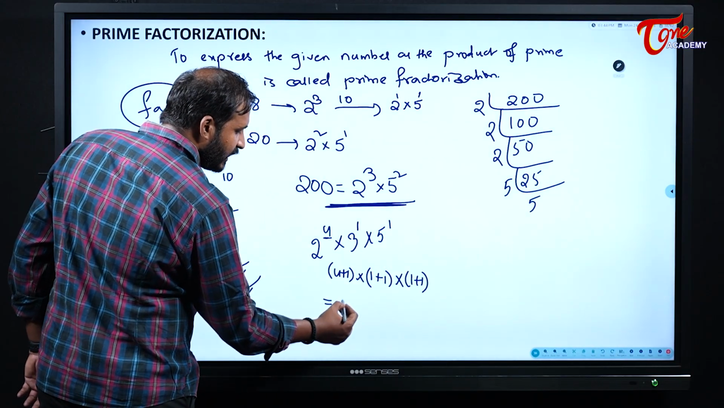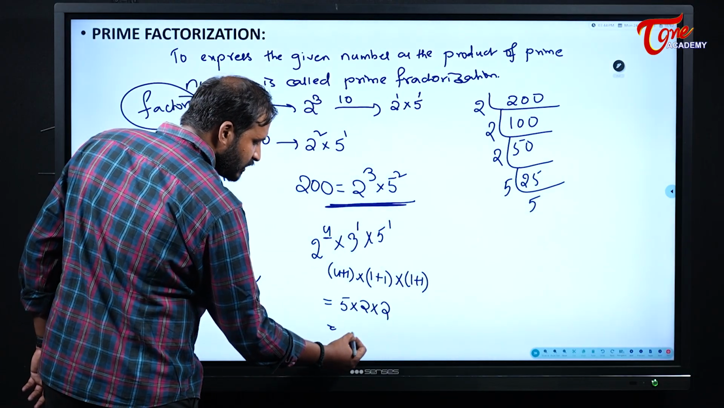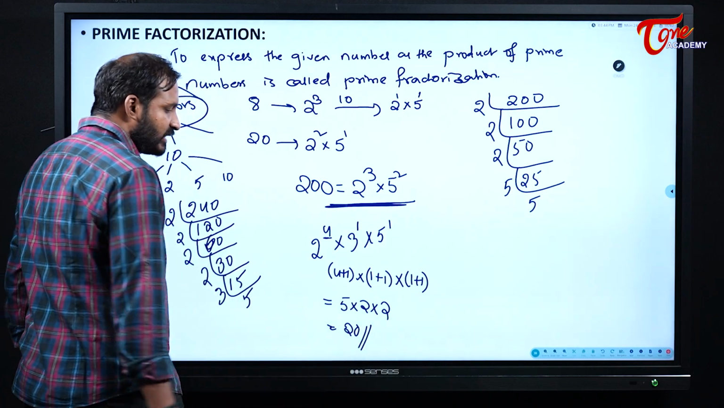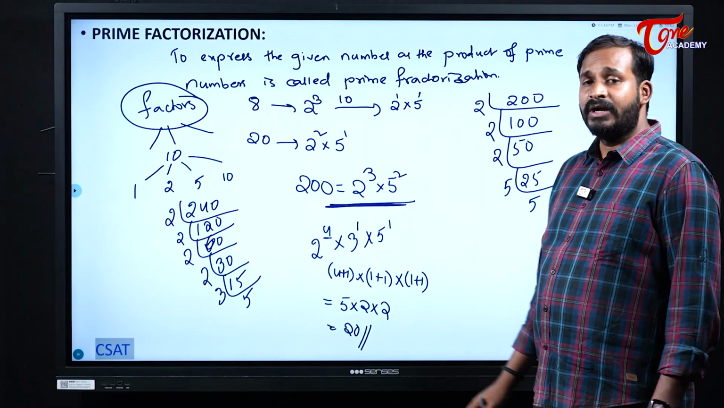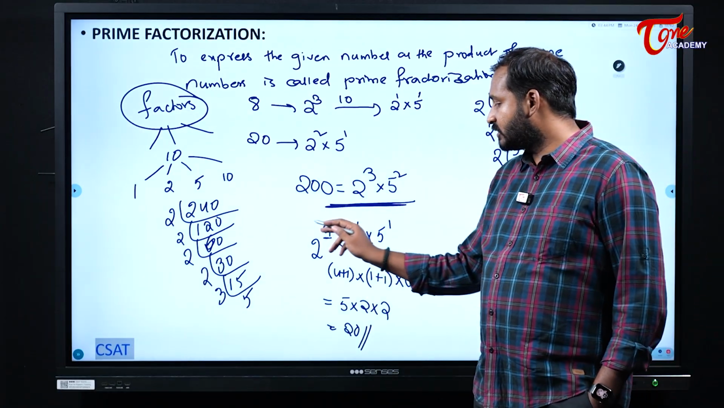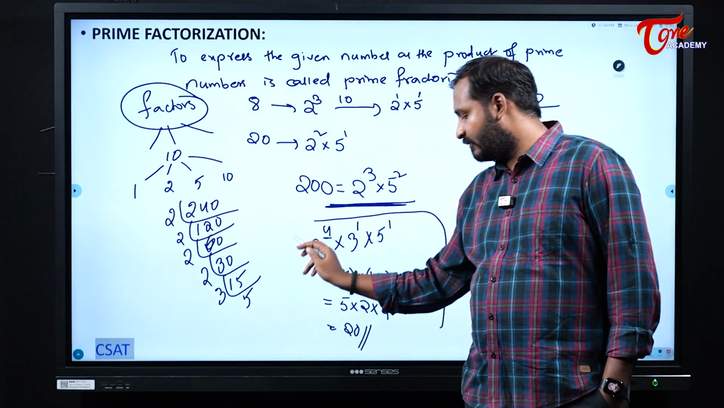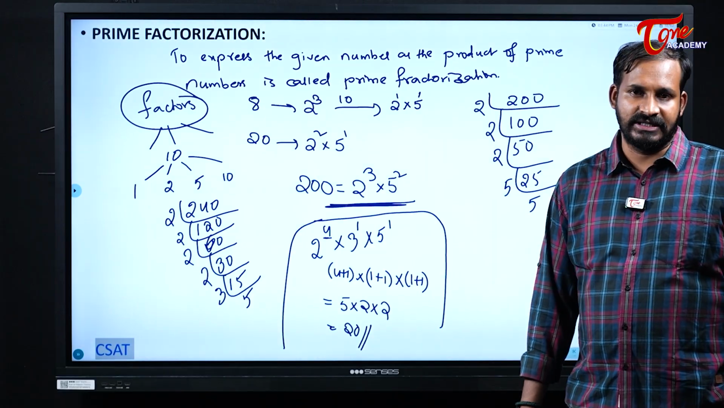So what will I get here? 5 into 2 into 2. 5 2s are 10, 10 2s are 20. So the total number of factors for 240 is 20 factors. There will be 20 factors for 240, because with the help of prime factorization only, we are going to find the total number of factors here.